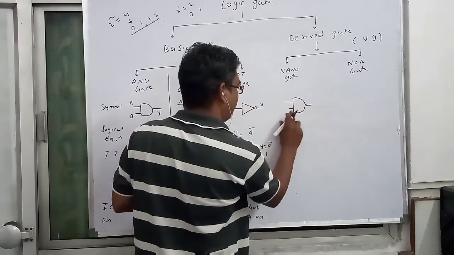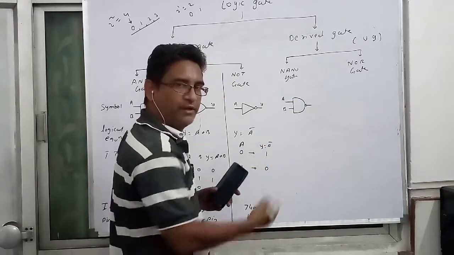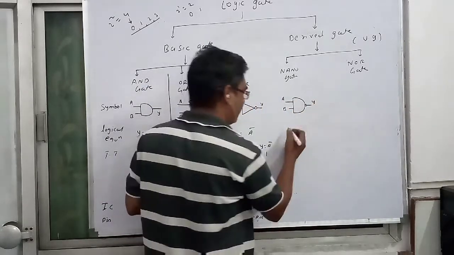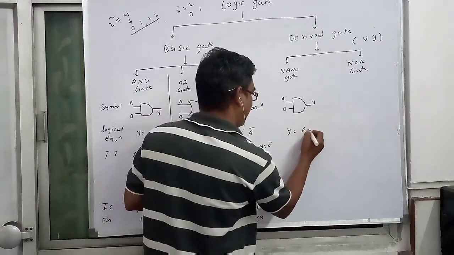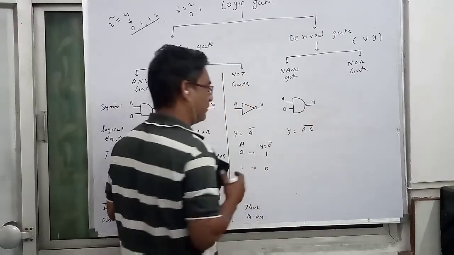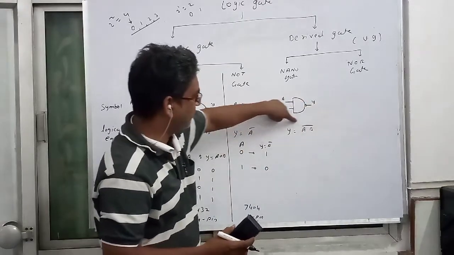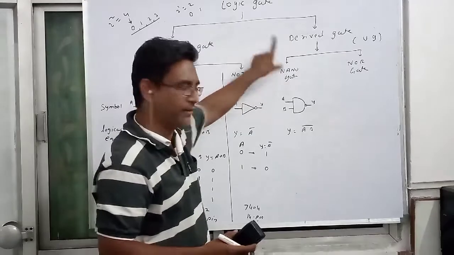From this circle, you may say that it is A and B, the variables A and B, and here you will be getting the output, that is y is equal to something. The logical equation for this y is equal to (A dot B) whole bar. Okay, this A dot B and the complement will give you the logical equation for the NAND gate.